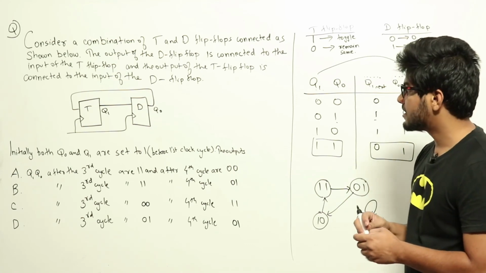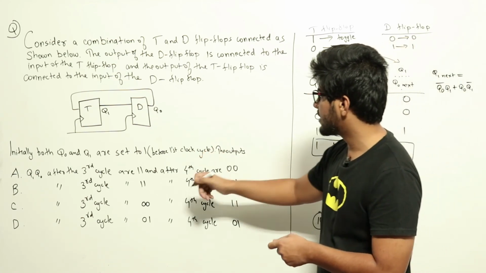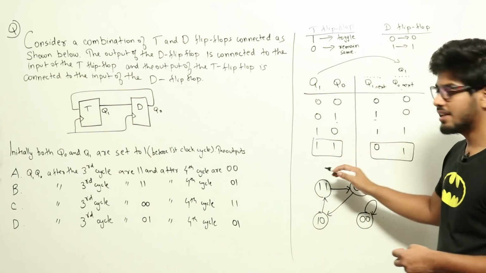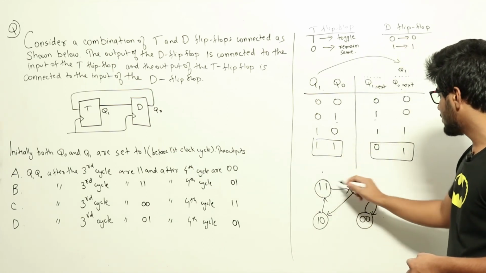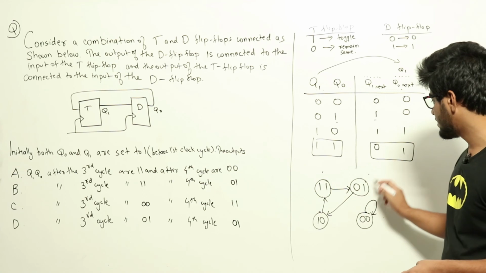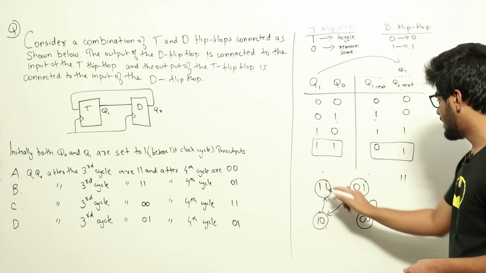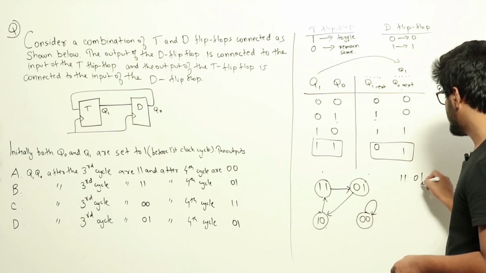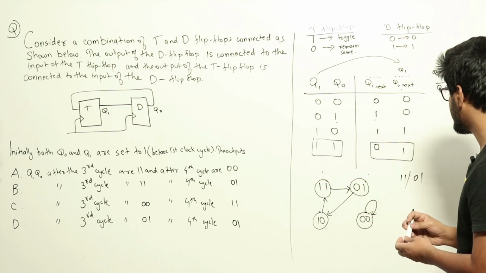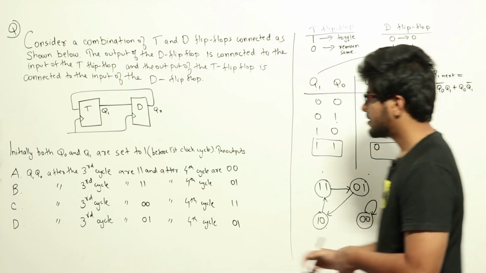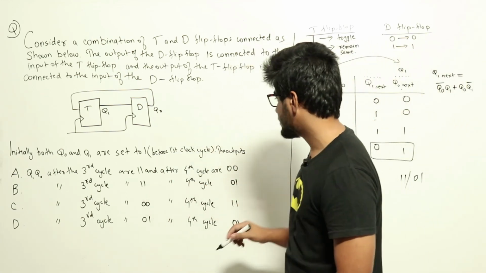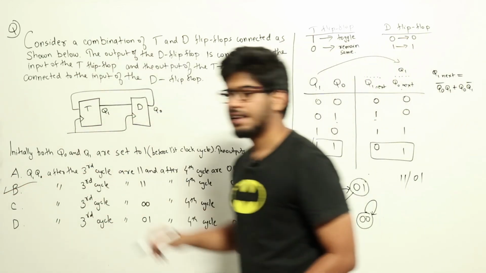Now let's go to the question. They are saying that before the first clock cycle, it is set to 1, so initially it will be 11. After 1 clock cycle, it will be 01. After 2 clock cycles, it will be 10. After 3 clock cycles, it will be 11, and after 4 clock cycles it will become 01, as you can see here. So the answer is 11 and 01: third cycle 11, fourth cycle 01. So the right answer is option B.